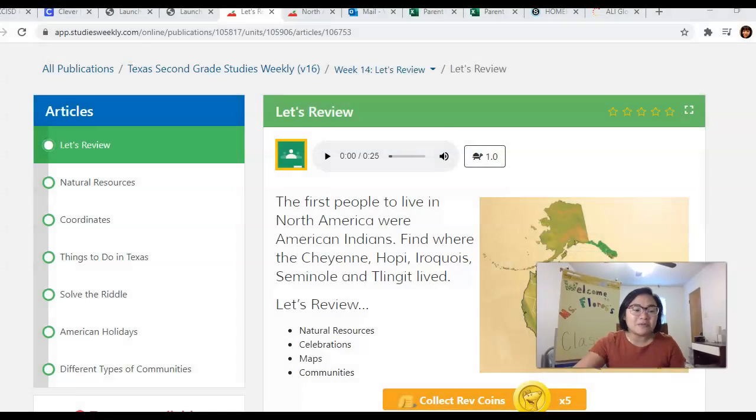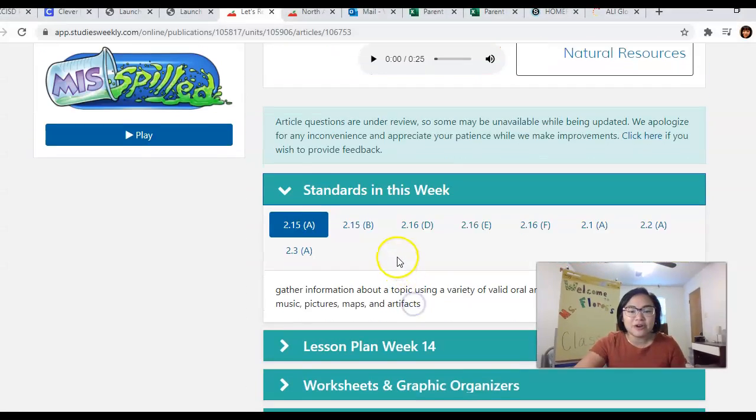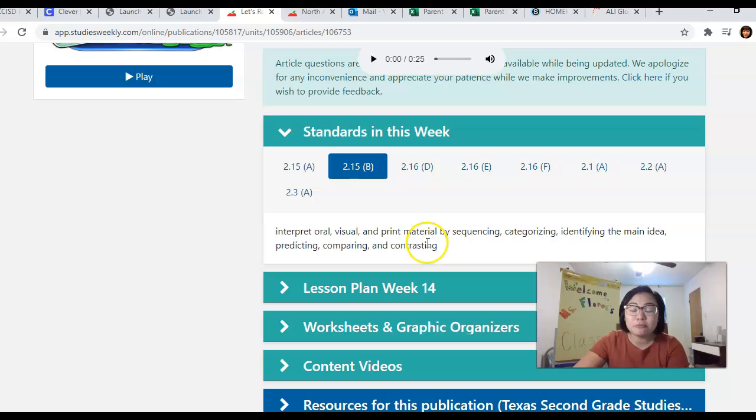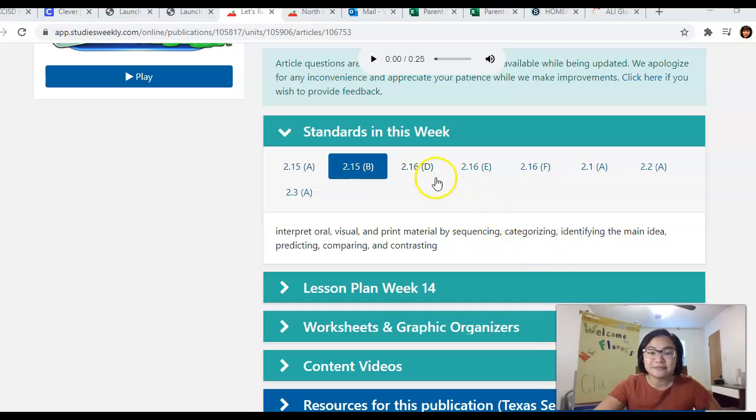And this goes into some of our standards. Let's go ahead and talk about those standards first. We're going to be doing 2.15a, gather information using a variety of valid oral and visual resources, such as pictures. We're going to be looking at pictures and gathering information. We're going to be looking at maps and gathering information, and maybe some artifacts. 2.15b, we're going to be having to compare and contrast some ideas. Maybe we'll have to sequence some things in order. You might have to make some predictions.